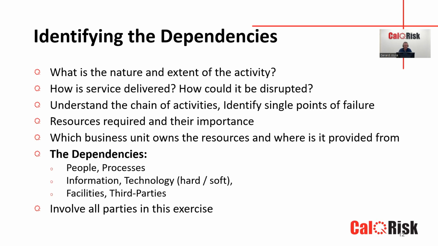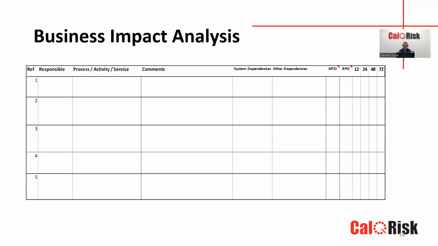Now, the dependencies, no surprises here: the people, the process, the technology. Think of information as well that you require to deliver it, because we think of IT, we think of the T, the technology part of it, but it's generally technology that is processing information. So think of that. Facilities and third parties. Do you need the internet? Do you need a particular premises to deliver the service? Do you need a particular third party or parties? When you're identifying the dependencies, I would be including everybody involved in the delivery of the service, so you get the fullest picture possible.